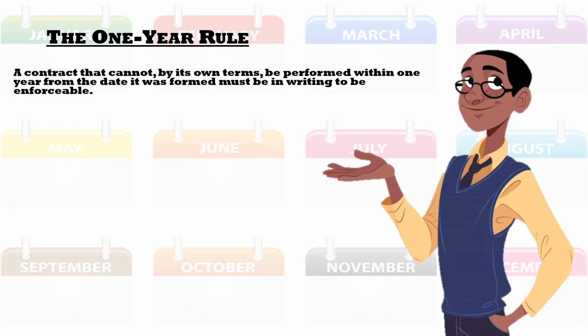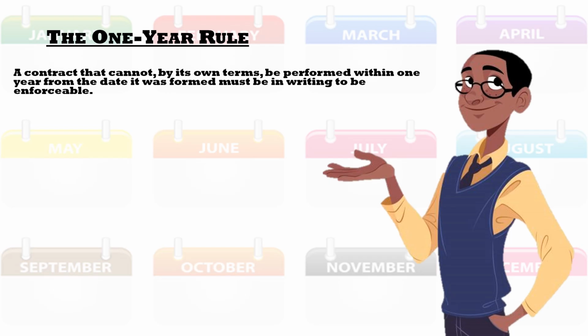Cannot is an absolute. For example, I hire you to sing in my club for 1 week, starting July 4th, 2021. If you signed that contract today, could you sing in my club starting July 4th, 2021 within a year? The answer is no. The answer is no, because the 4th of July 2021 is more than a year from today, so that would have to be in writing.